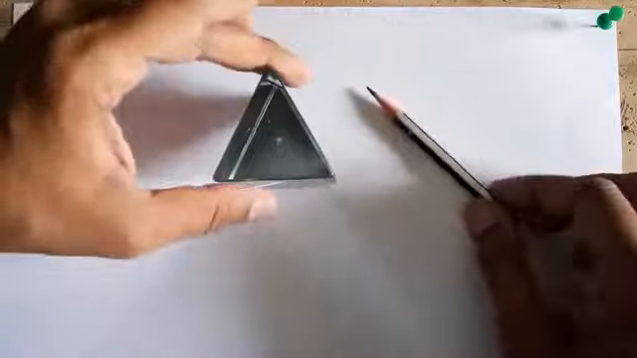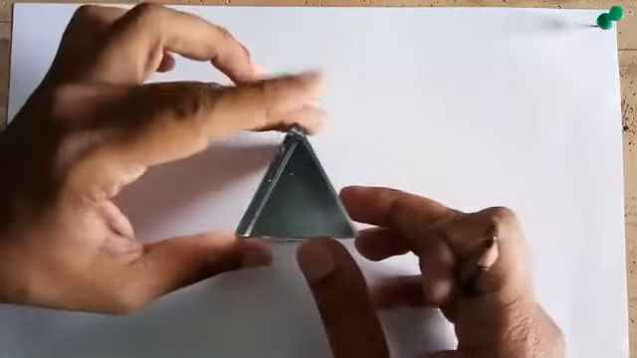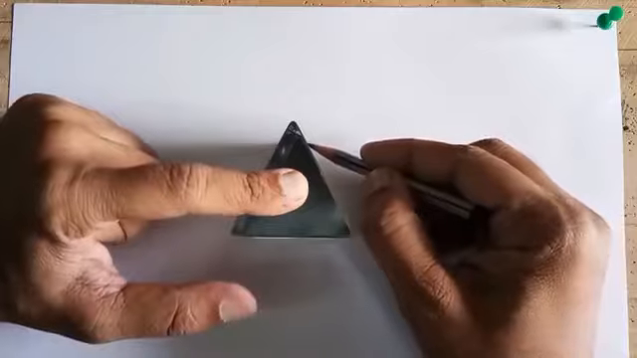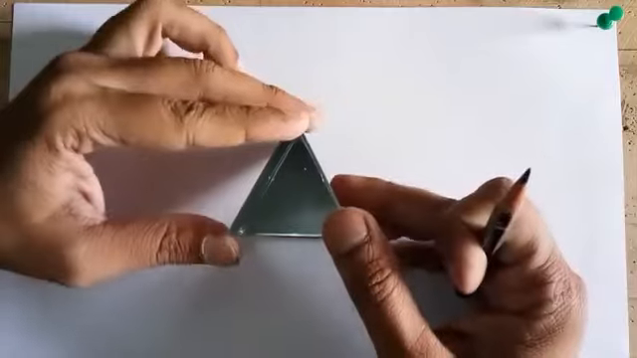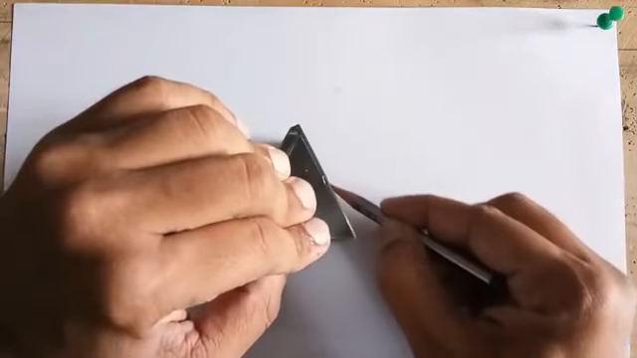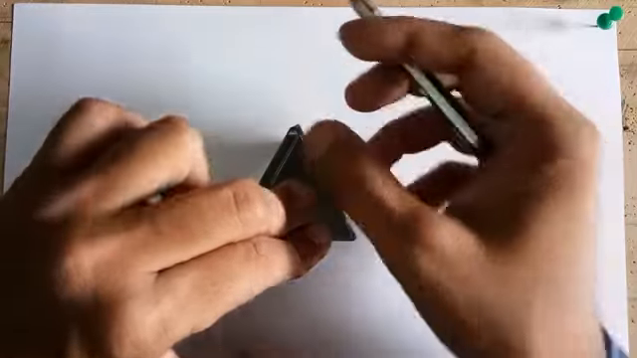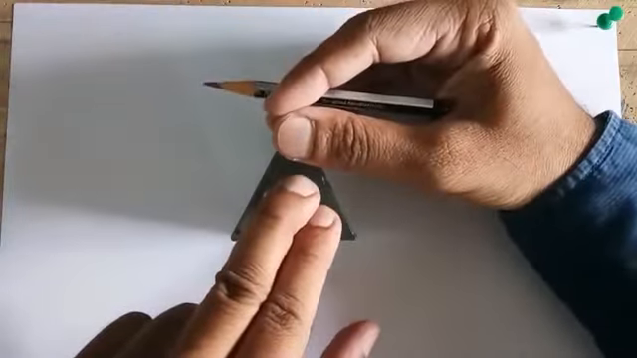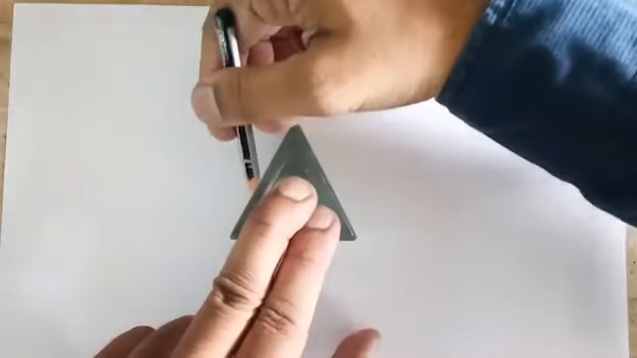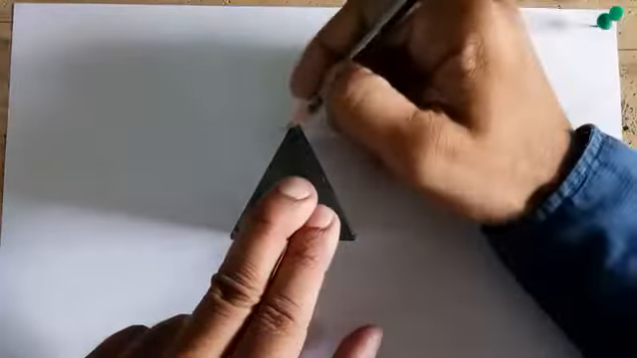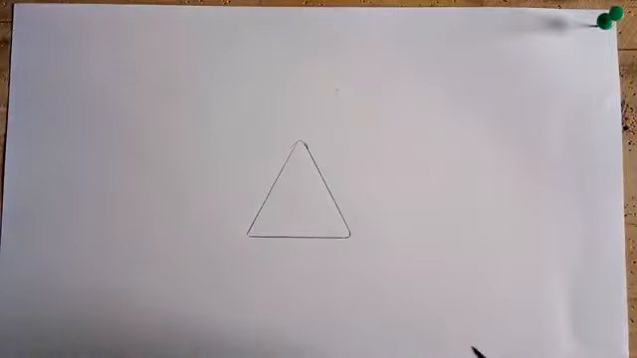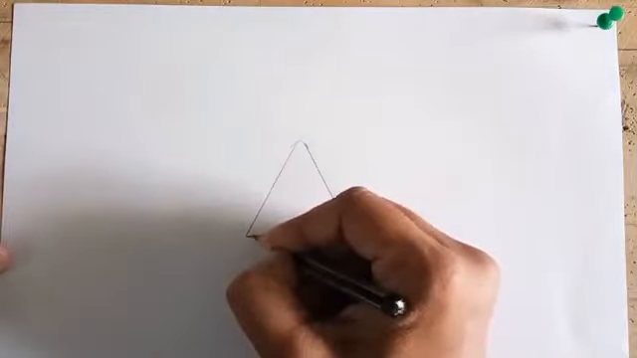Now I am going to put this prism over here, and then I am going to mark the outlines. Okay, so here we have made the outline.